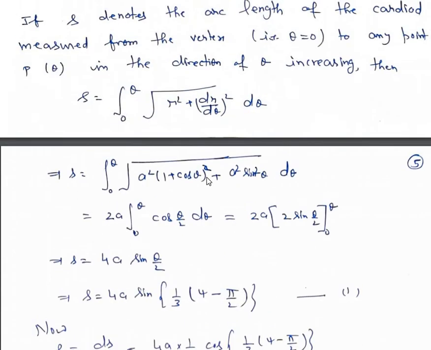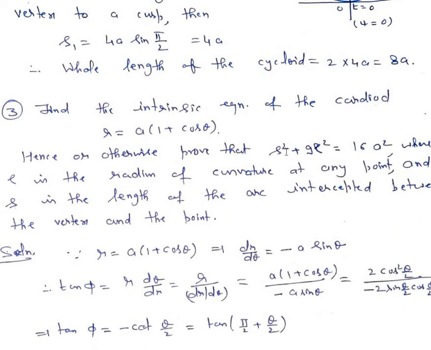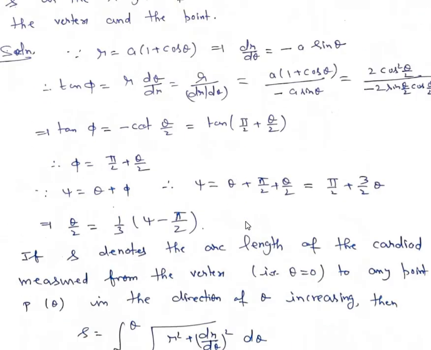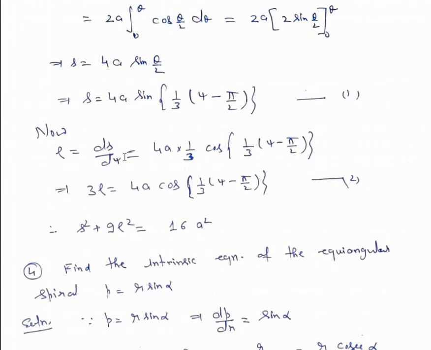Now in the second part we have to prove that S square plus 9 rho square is equal to 16a square. Rho is the radius of curvature. Now we know that rho is equal to ds upon d psi. So differentiate this with respect to psi. We have rho is equal to 4a into 1 by 3 cos of (1 by 3 psi minus pi by 2). Cross multiplying by 3, we have 3 rho is equal to 4a cos of (1 by 3 psi minus pi by 2). Now to prove the required result, we square and add these two equations.